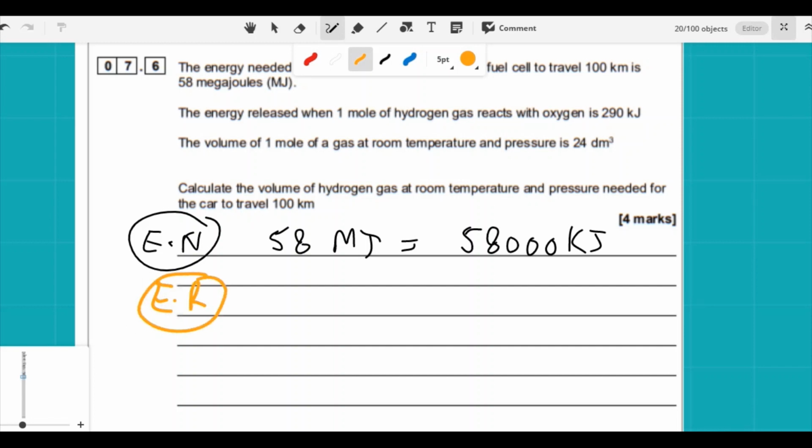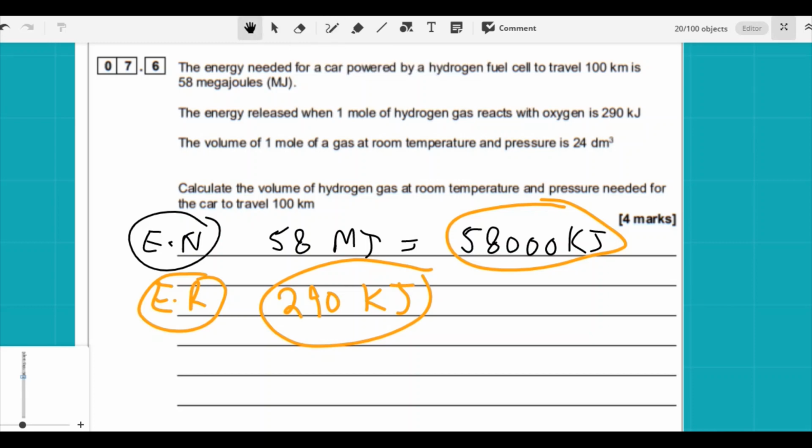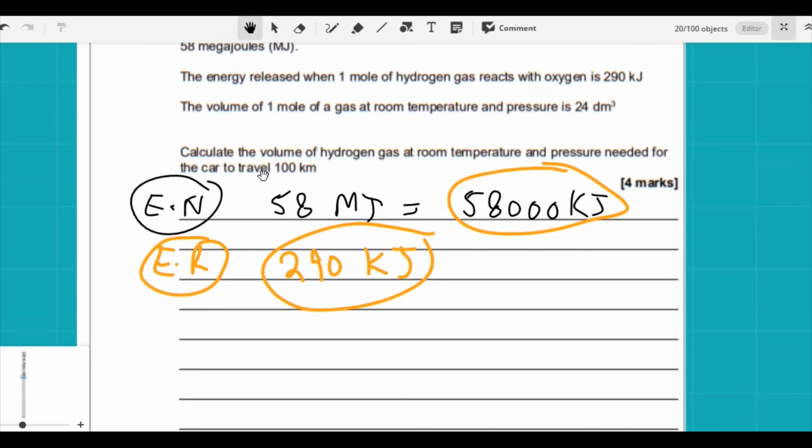Okay, that is 290 kilojoule. That is already present in kilojoule, so we don't need to convert it again. Okay, now the question is, the volume of 1 mole of gas at room temperature and pressure is 24 decimeter cube. Calculate the volume of hydrogen gas at room temperature and pressure needed for the car to travel 100 kilometer.